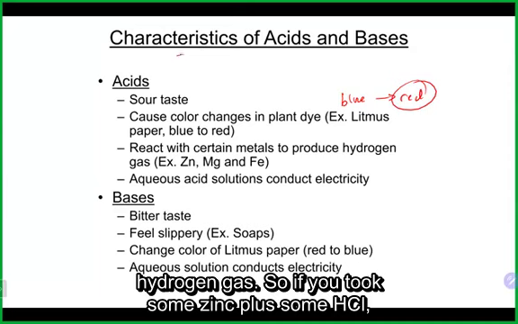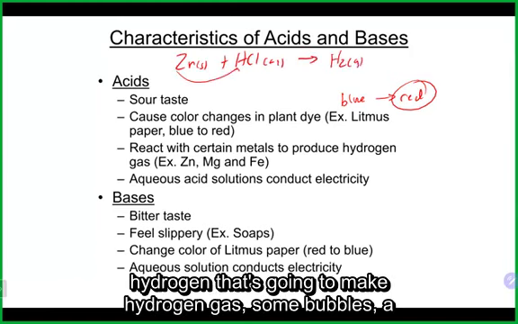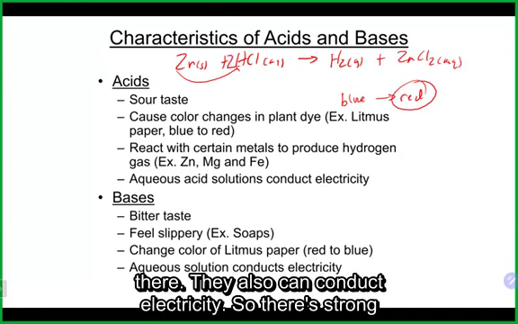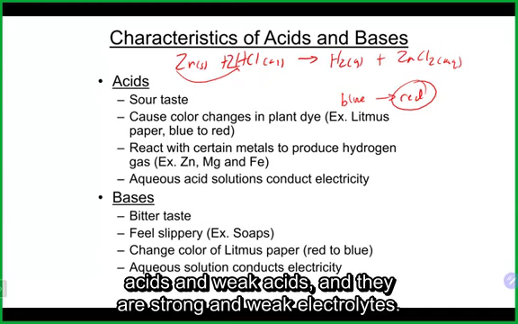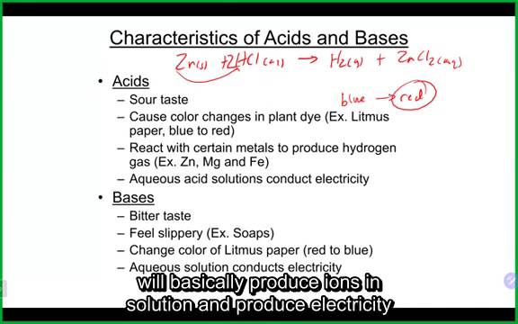So if you took some zinc plus some HCl, hydrochloric acid, it's going to come in and kick out the hydrogen. That's going to make hydrogen gas, some bubbles. And a little zinc chloride will come together here, and a little 2 there. Acids also can conduct electricity. There are strong acids and weak acids, and they are strong and weak electrolytes. Electrolytes, as we talked about, are things that produce ions in solution and conduct electricity.